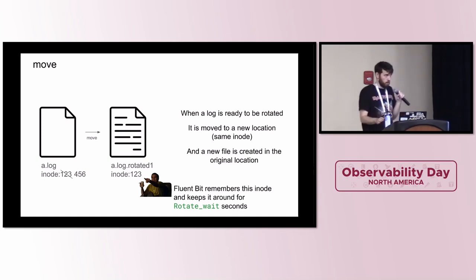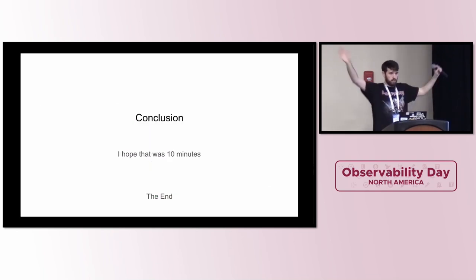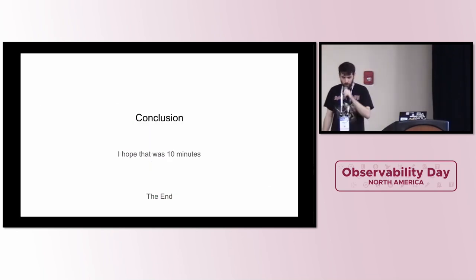That's a configuration on the tail plugin, which is 60 seconds by default, I think. So for another minute, it will keep trying to read any log lines that it hasn't seen from that file, or if for some reason you add lines to your rotated file, those will show up too. After it detects a rotation, Fluent Bit will go through a process to redetect what I consider like the canonical file. Like this is the original file that we're tracking. This is the new inode that represents this file that we're tracking. Done. 20 seconds.